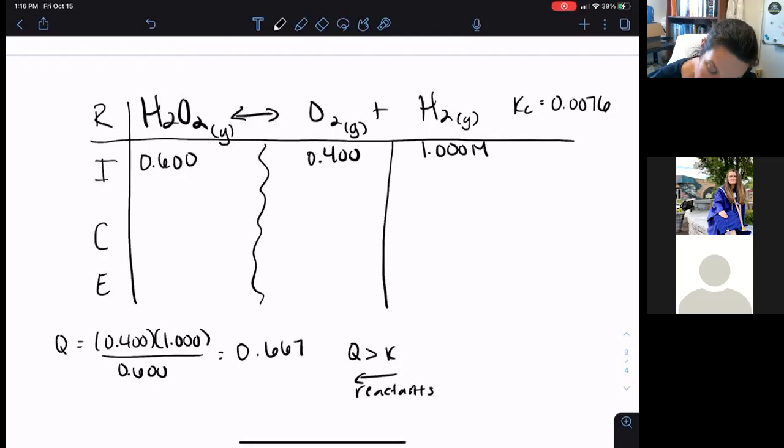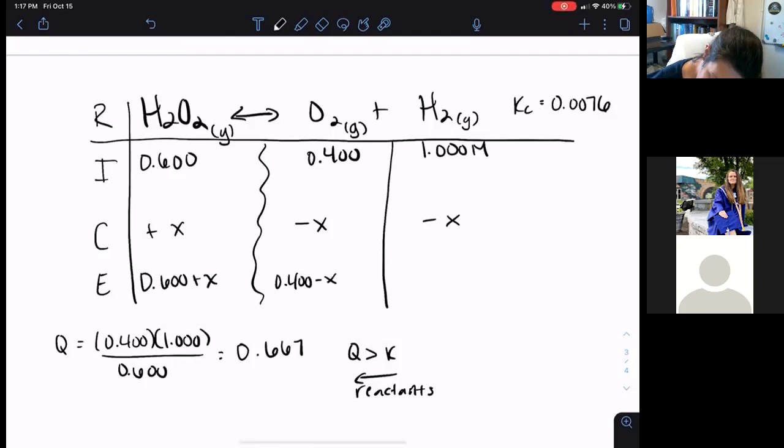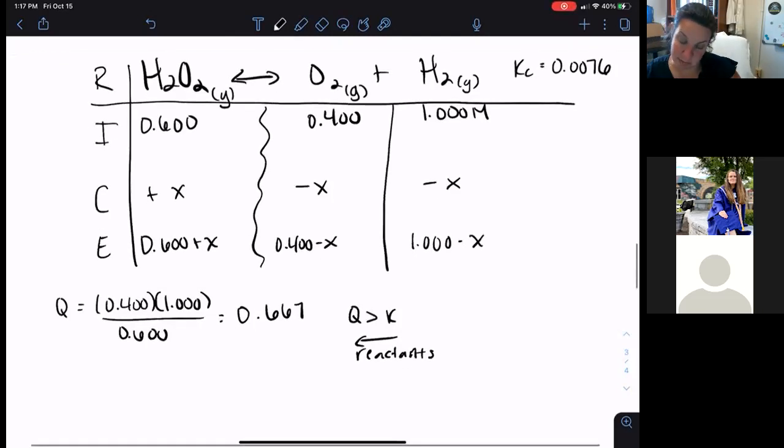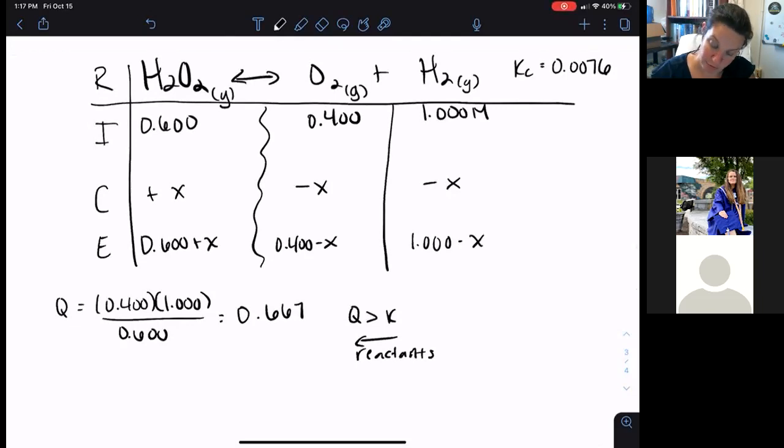So we're going to do a minus X on our product side, a plus X on our reactant side, and we get 0.600 plus X, 0.400 minus X, and then 1.000 minus X. This can then be put into our equilibrium expression.